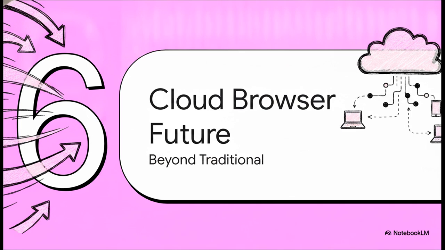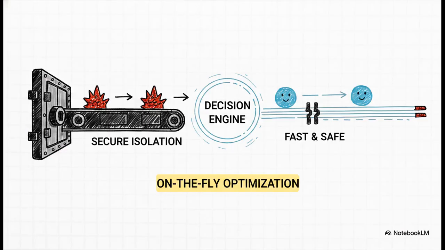Part 6, the cloud browser future. The smartest platforms in 2026, they aren't actually locking themselves into a single architecture anymore. They're using adaptive isolation. This means they dynamically pick the isolation method on the fly. Reading a standard news site, you get the lightweight DOM reconstruction. But the second you click a sketchy link from an unknown email, boom, the system instantly adapts and drops you into full pixel-pushing isolation. It optimizes instantly to perfectly balance security and usability.